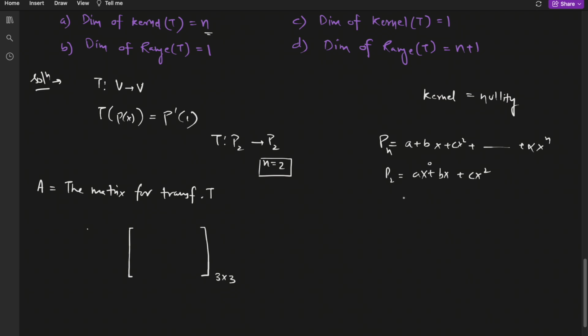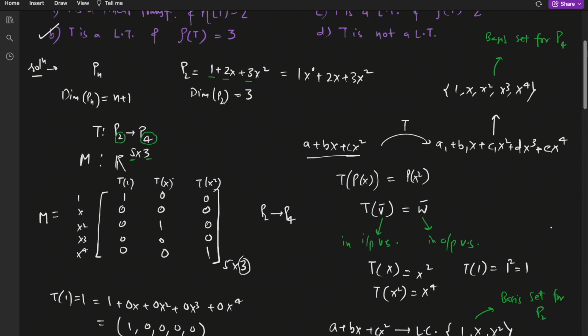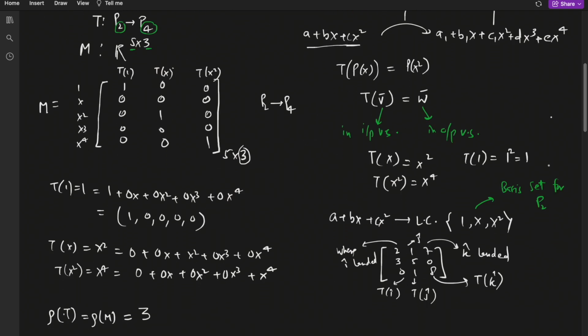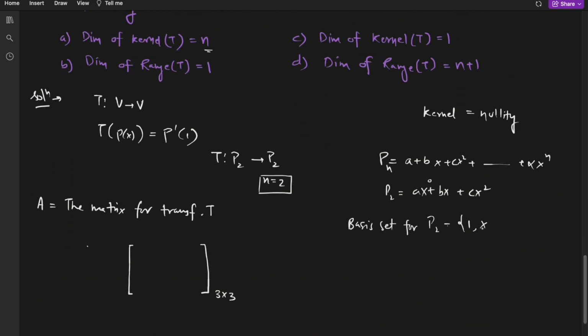So we know that the basis set for P2 we have already seen in the previous question. The basis set for P2 is 1, x and x square, because any polynomial of degree 2 is nothing but a linear combination of these three terms, right? Any polynomial of degree 2 is a linear combination of 1, x and x square, because a plus b times x plus c times x square is a linear combination of 1, x and x square, right?